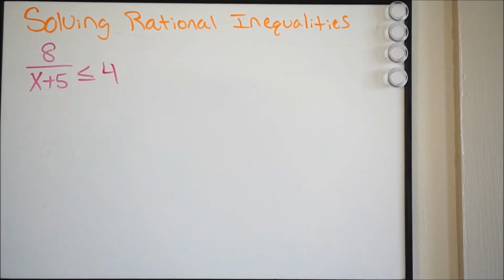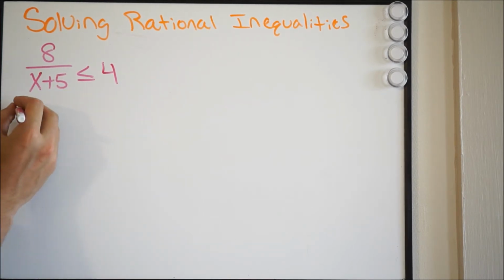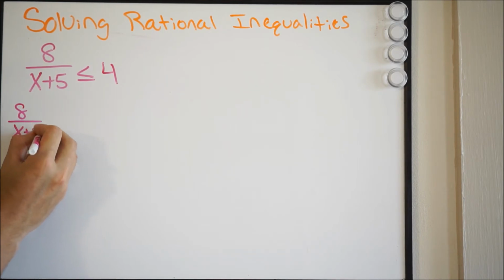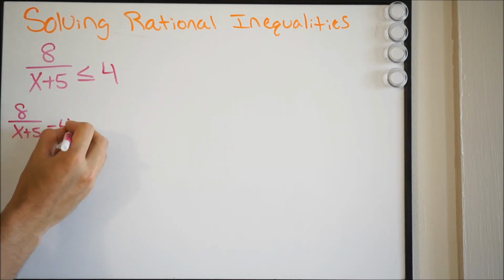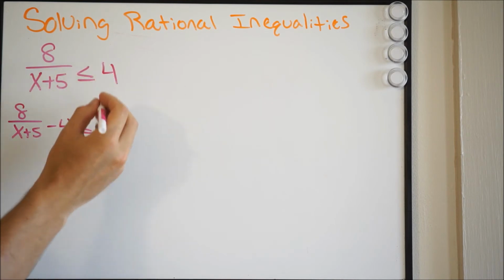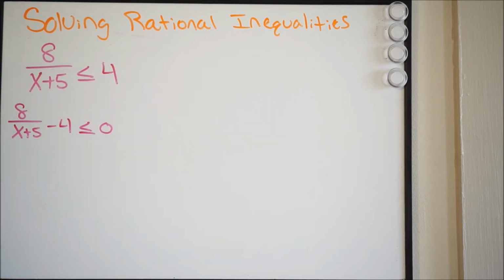Okay, here's another example. Again, they want us to solve the rational inequality. So this is going to be very similar to the first example that we just did. So let's go through it. Again, the first step, as always, is to move everything over to one side. So we're going to move this 4 over, so we're going to have the following. We'll have 8 over x plus 5, minus 4, less than or equal to 0. Okay, so step 1 is done.